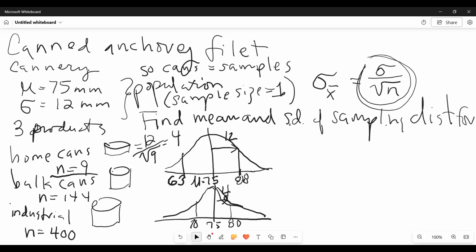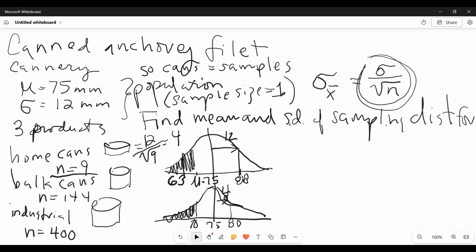39 and 71 on each side. All right, so it's skinnier, so it's going to be a little taller. So notice if we were going to find an area under the curve that was less than 70, the area that's in the tail is going to be smaller when we go to this sampling distribution. So that means this probability that we have an anchovy fillet that's less than 70 millimeters is less, right?